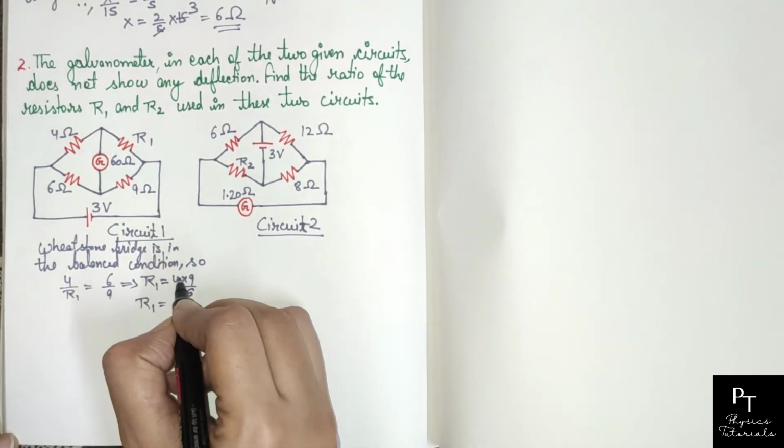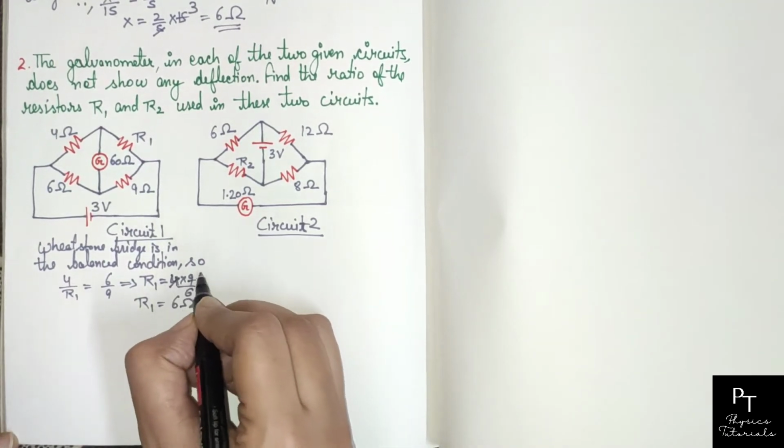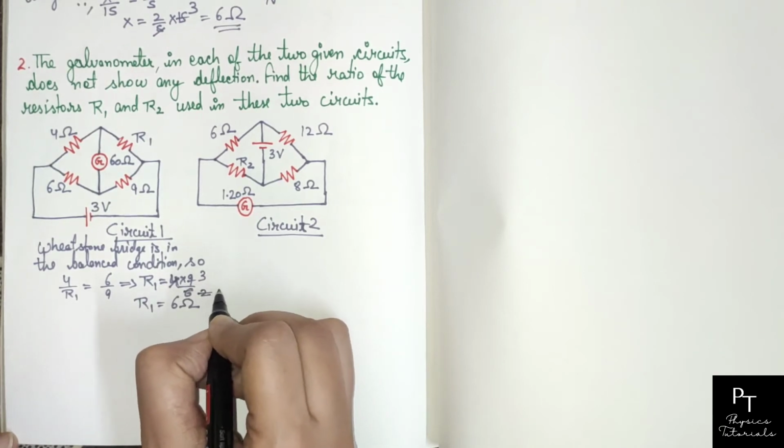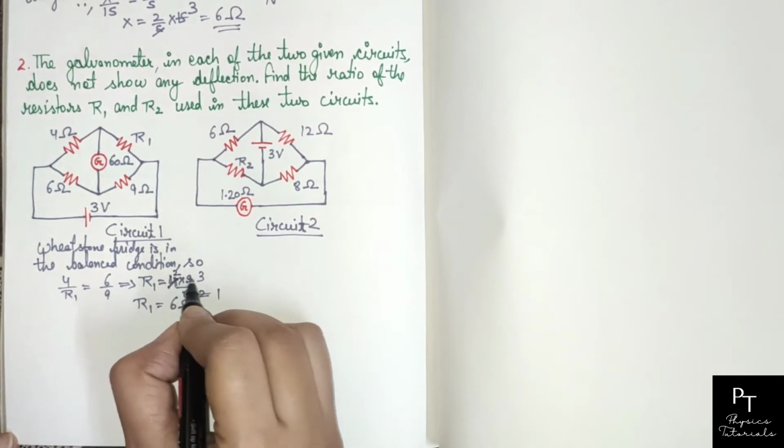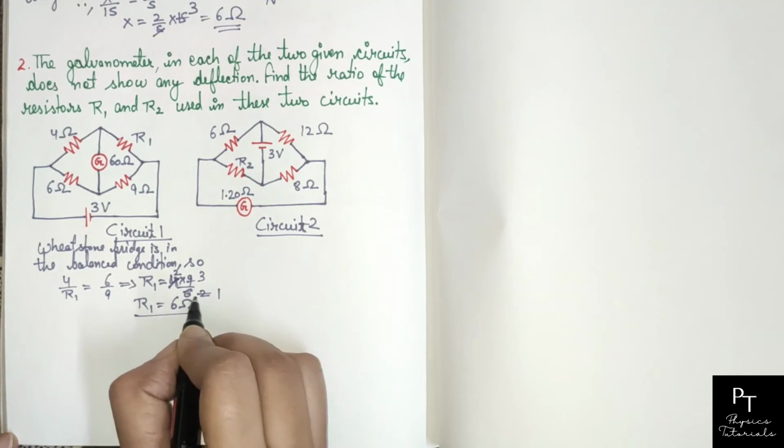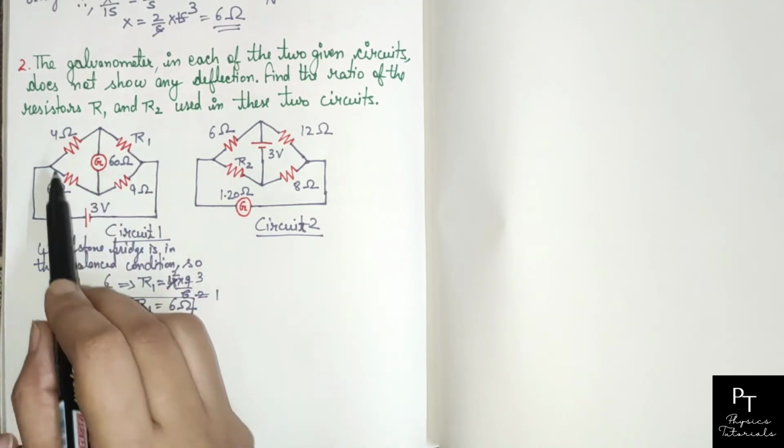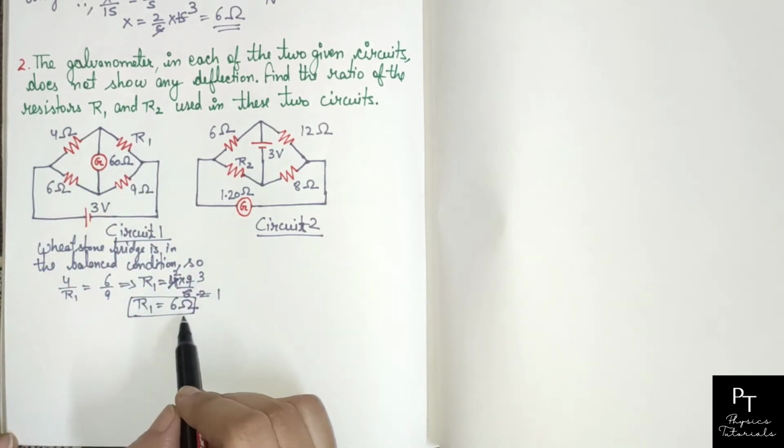ये cancel हो जाएगा. Sorry. 3 3 the 9, 3 2 the 6. So 3 into 2 is 6 ohm. So from here we get R1 equals to 6 ohm.